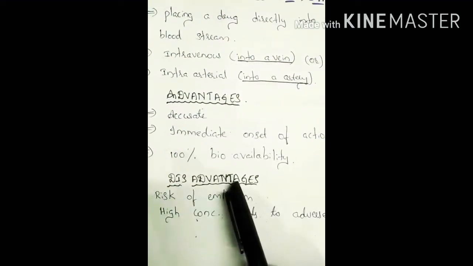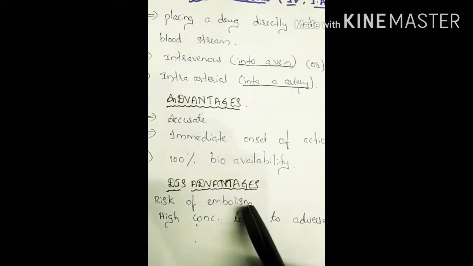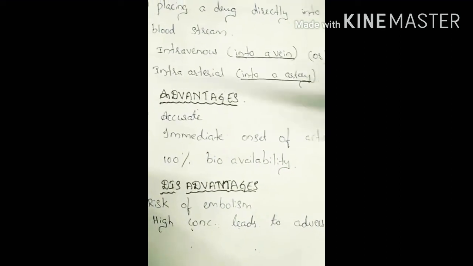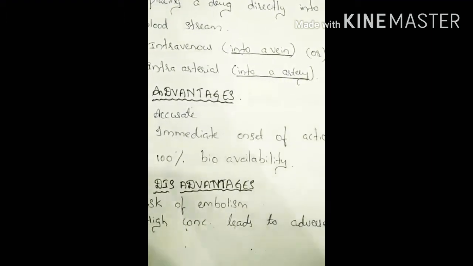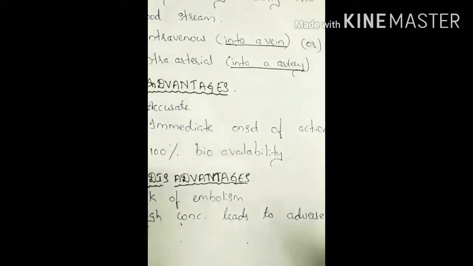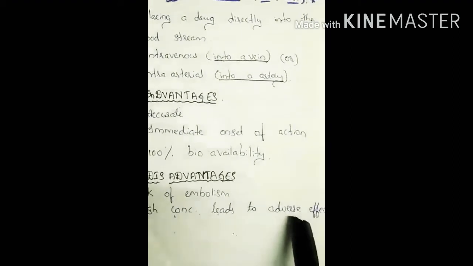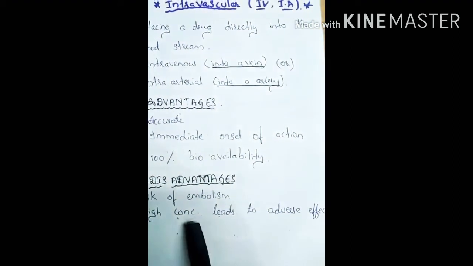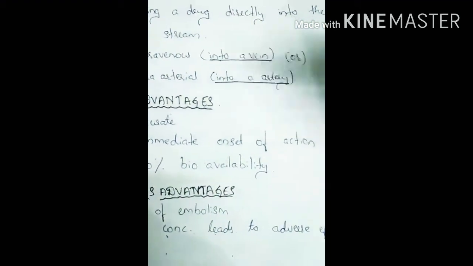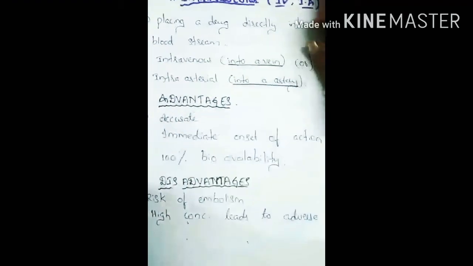Next, disadvantages. Here, risk of embolism. The risk of embolism means a clot formation, typically a clot in blood, or the formation of an air bubble in an artery causing obstruction of the artery. Next, high concentration leads to adverse effects. If we insert the drug in high concentration, it leads to adverse effects or side effects, such as embolism.